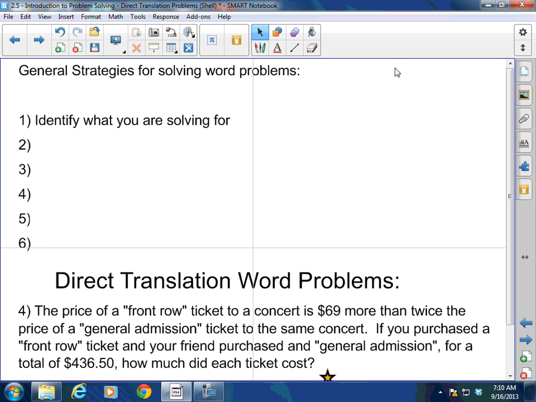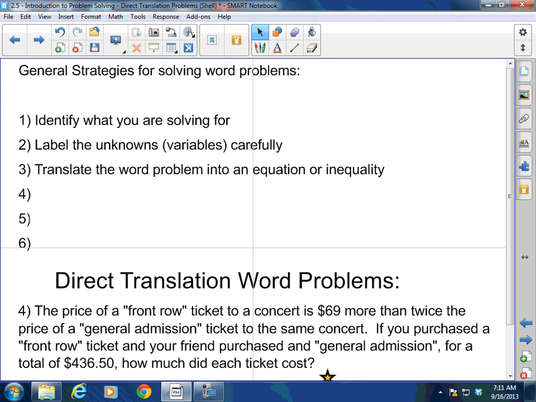Number one, identify what you are solving for. What is the variable or what are the variables you need to solve for? If you don't identify it, it's going to hurt you. Label it, okay? Number two, label the unknowns very carefully. All the variables should be labeled. If x is there, you call x the number of cookies, or y is the number of crayons. It depends. Label your variables.